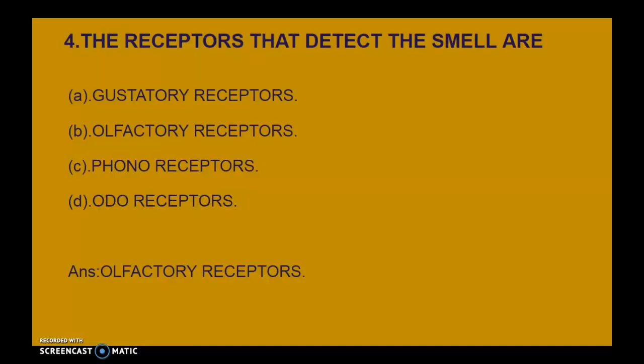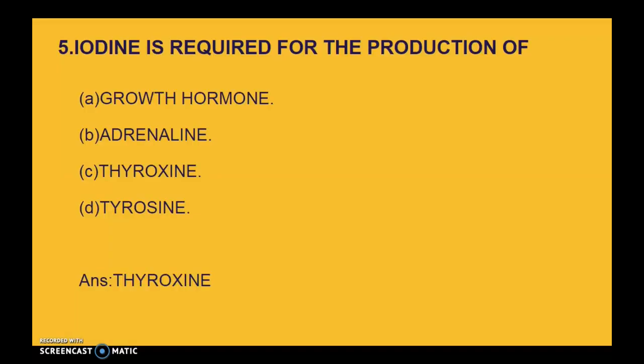The receptors that detect the smell are gustatory receptors, olfactory receptors, phonoreceptors, odoreceptors. Answer is olfactory receptors. Iodine is required for the production of growth hormone, adrenaline, thyroxine, tyrosine. Answer is thyroxine.